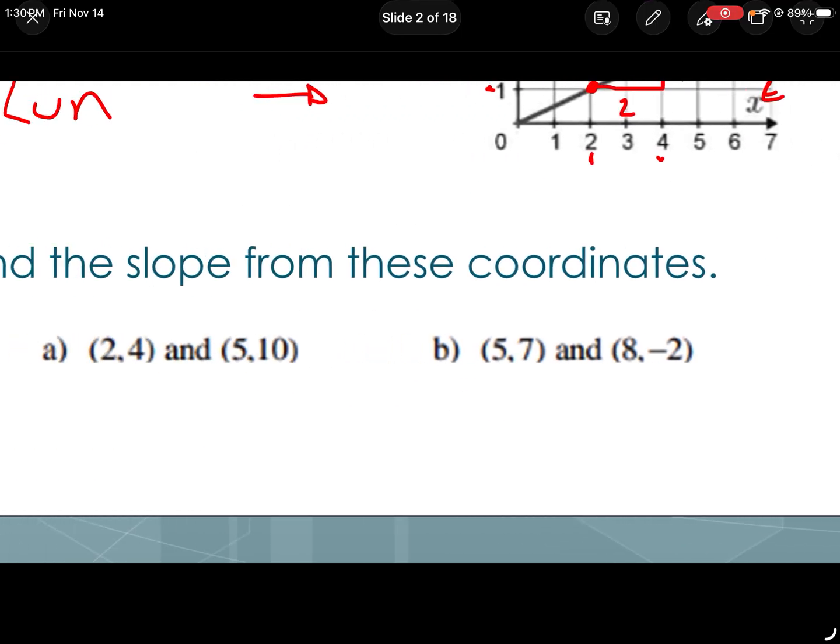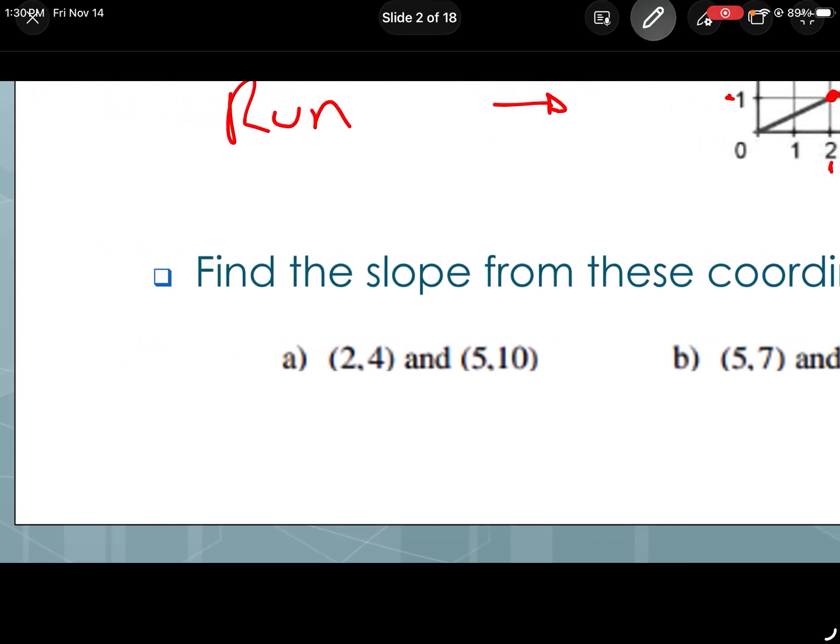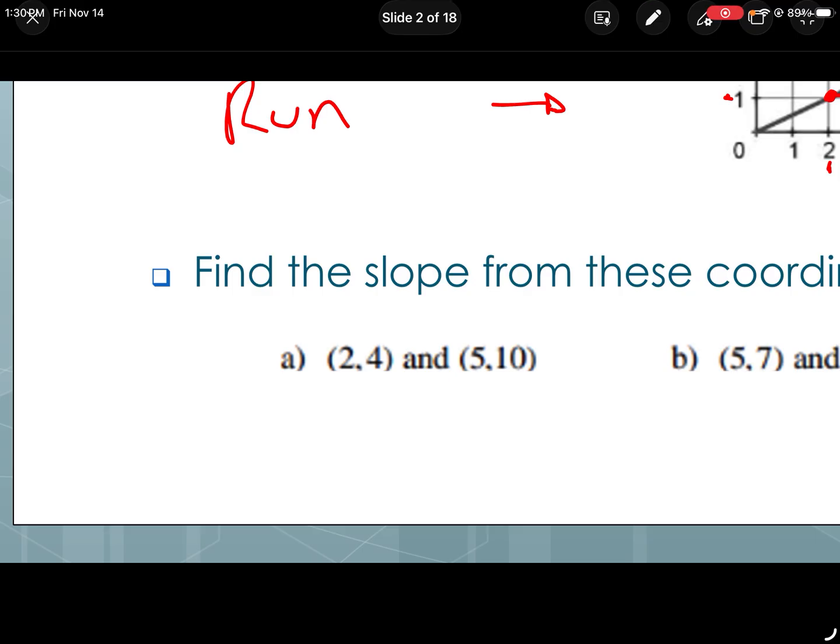Cool. If we had coordinates, you can either draw these, using any kind of software, like Desmos, which is wonderful for that, or you can just find out what's happening with the x coordinates, find out what's happening with the y coordinates, and then just do y divided by x, because y is the rise, x is the run.